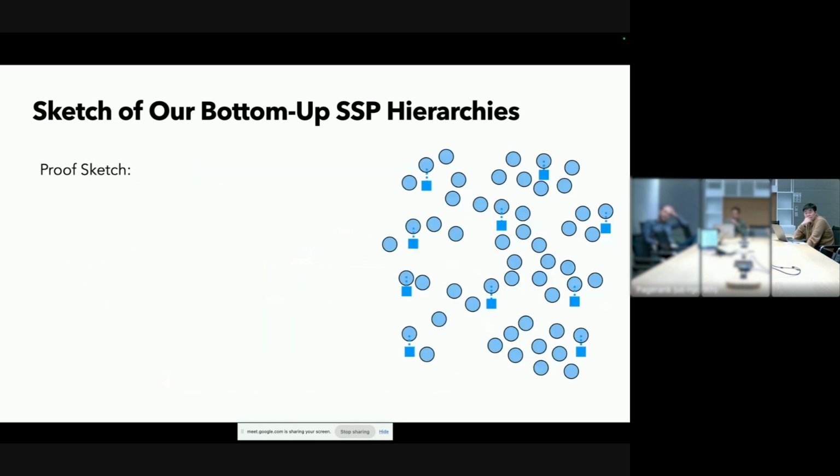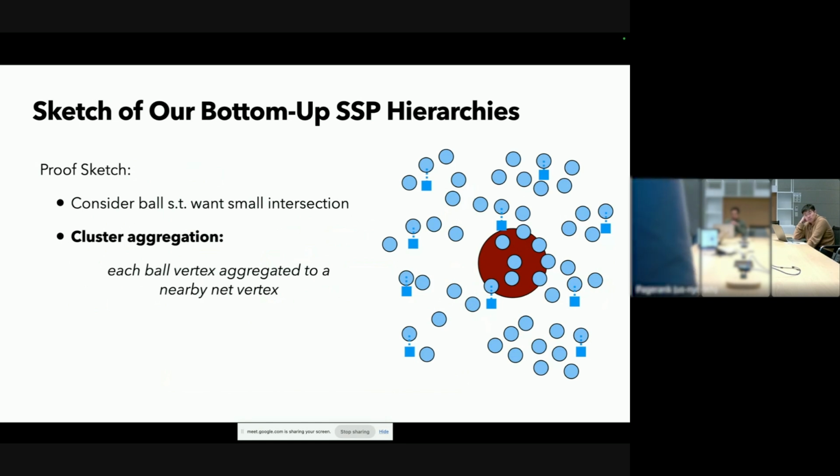Now I'm going to give a very sketchy proof of why this works. The main non-trivial thing we want to show is that if you think about one of these balls of appropriate size, then it doesn't intersect that many parts. So the proof is going to go something like the following. I'm going to think about one of these balls. I don't want it to intersect too many of the green parts of appropriate diameter. Now I'm going to appeal first to a property of this cluster aggregation routine. Namely, it guarantees that any vertex inside this ball will get aggregated to one of these net vertices, and in particular, to a nearby net vertex.